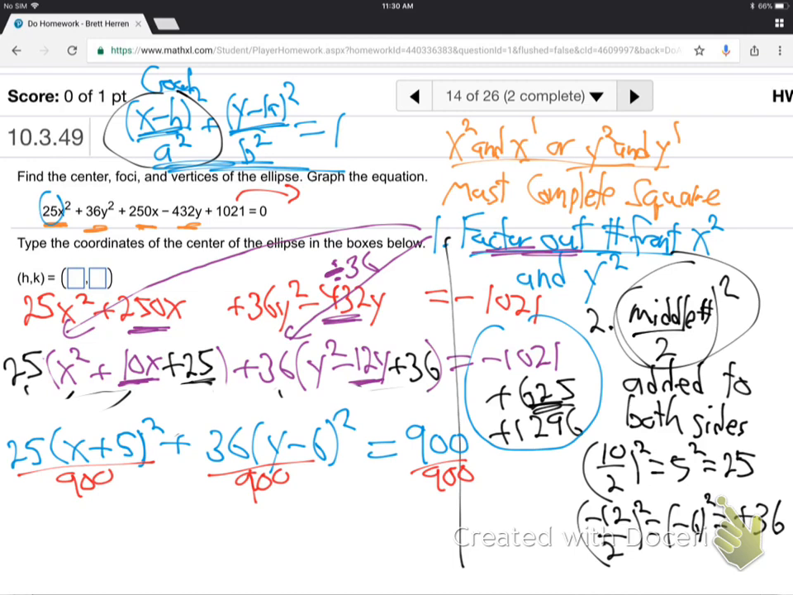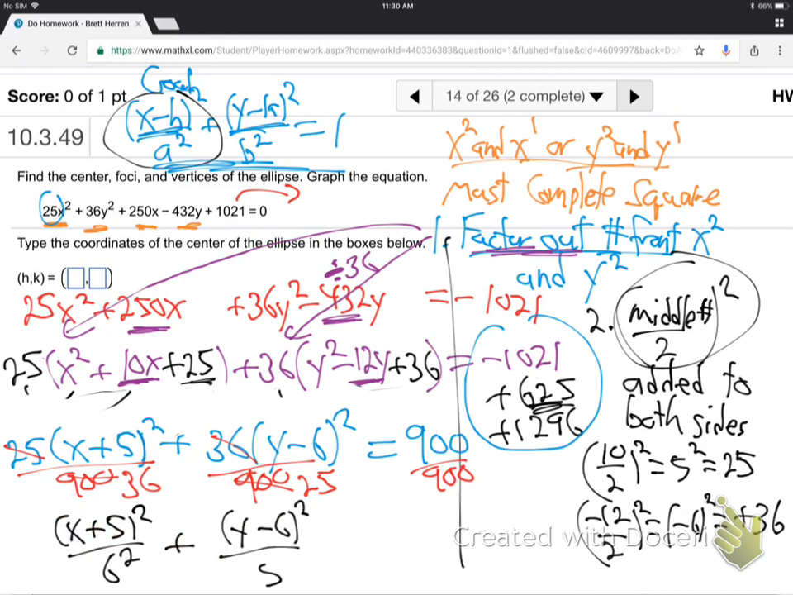So 25 into 900. What's that in the calculator? 36, huh? And 36 into 900, I bet that's 25, because that's the opposite one. So there it is. We have x plus 5 squared over 6 squared, y minus 6 squared over 5 squared equals 1. We gave it the look. Now we can begin the graphing work.